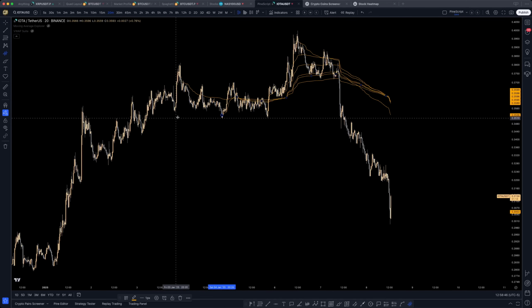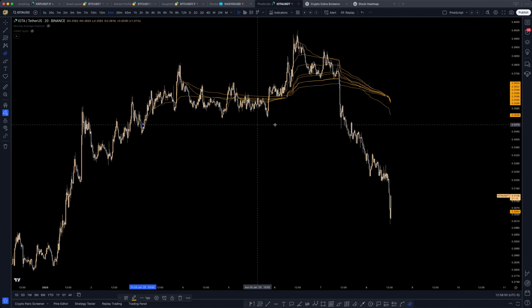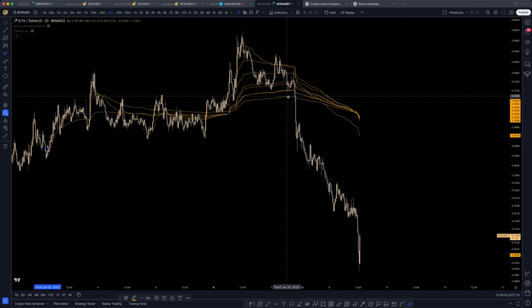But even right here is a great example on IOTA. If we just place these at major swing highs and lows over the recent time, we can see that this was a major support area. You see how the bands were getting pretty tight here? Even right here, I see all of the bands were acting as resistance. All the bands were acting as support.